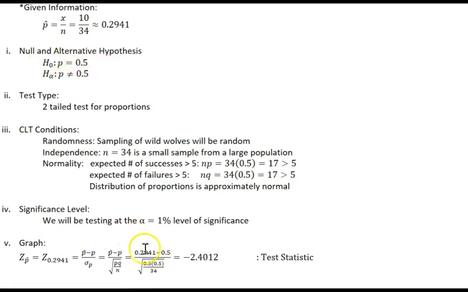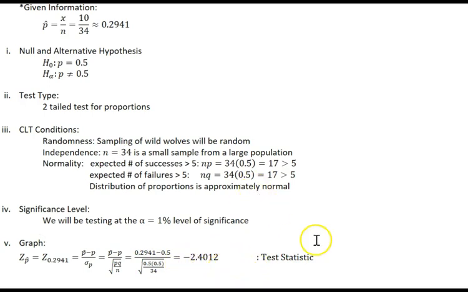So 0.294 is my p hat, minus 0.5, which is my assumed true proportion, divided by, and I'm using p and q here, where p is 50%, so q is also 50%, and my sample size was 34. So when I do all this, my test statistic turns into negative 2.4012.